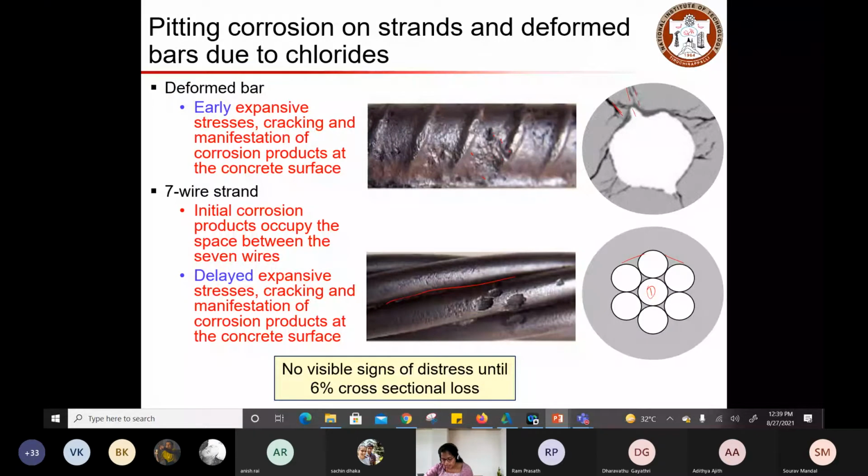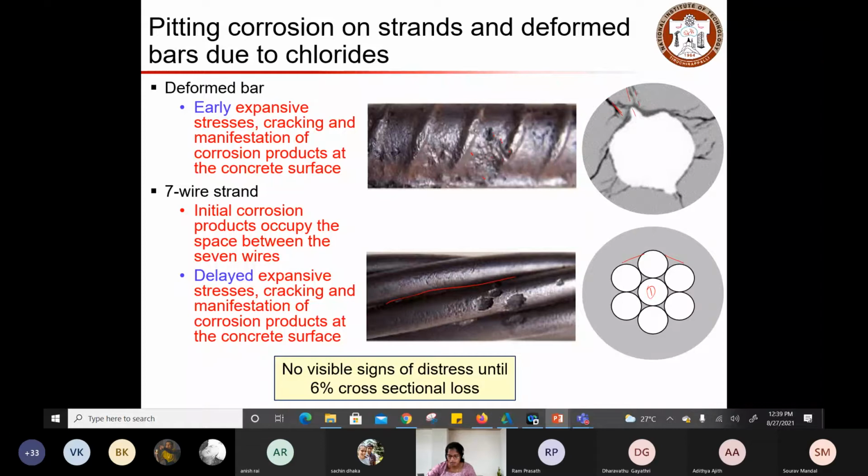Whereas in 7-wire strands, the initial corrosion products get occupied between the spaces, so that delays the expansive stresses and further cracking. So you will not see the stain formations until you have some significant distress in your system. There will not be any visible signs of distress until you see 6% cross-sectional loss. So 6% cross-sectional loss could lead to severe reduction in your structural performance. That is not desirable for pre-stressed concrete systems. This is why corrosion becomes so critical in pre-stressed concrete systems compared to your conventional concrete system.